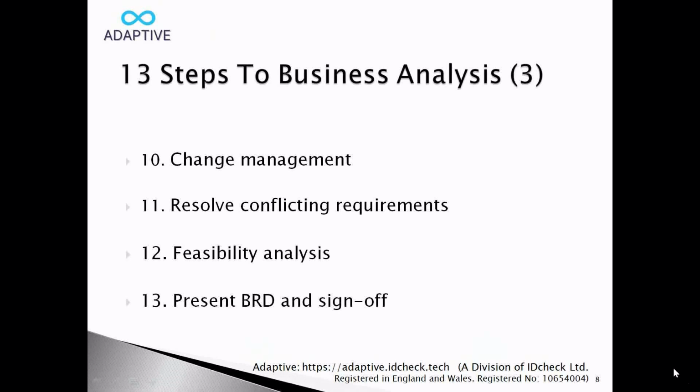Next, resolve conflicting requirements. When different stakeholders have conflicting needs or preferences, hold meetings individually and in groups to arrive at a consensus. It may be helpful to perform scenario analysis to map out different paths. Step 12 is feasibility analysis. Assess how reliable and easy the new product or system will be to use. And finally, present the business requirements document to key stakeholders and sign off.